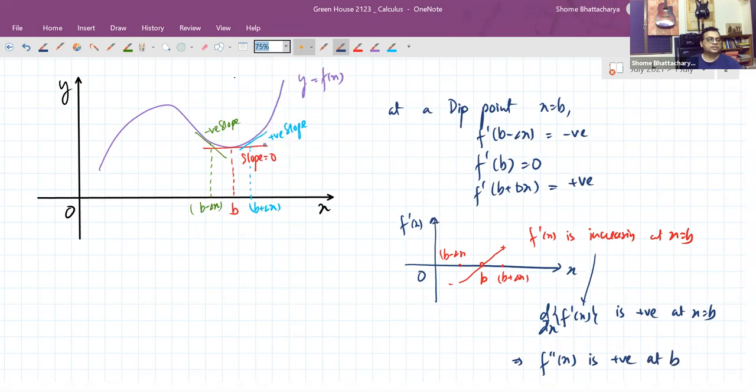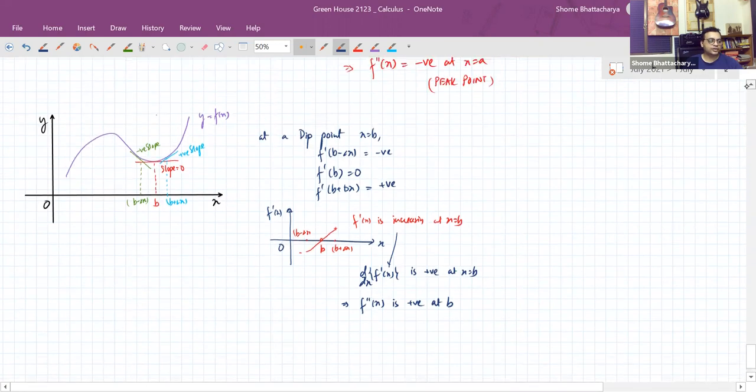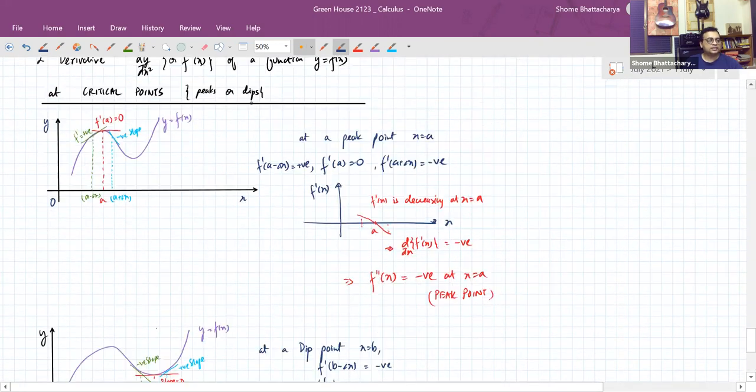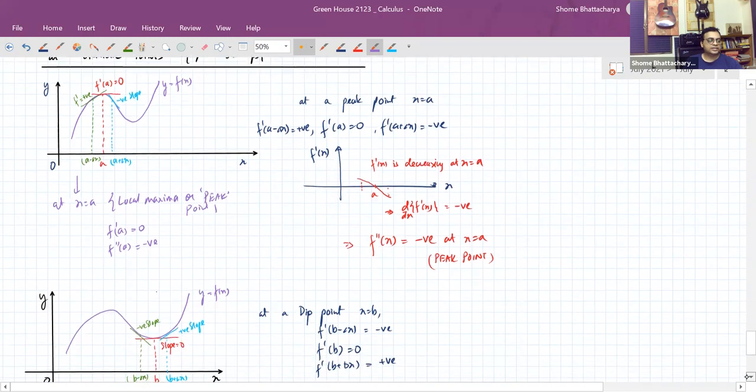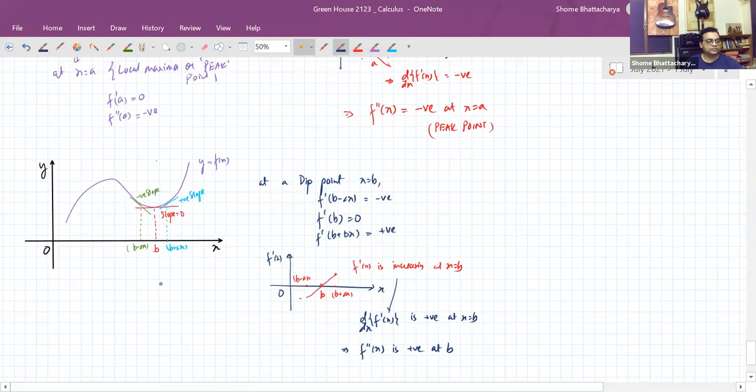Now, if we put both these pieces of information together, we can see how the two types of critical points are different. At x equal to A, where we have a local maxima point, or peak kind of point, the derivative is zero, but the second derivative is negative. Whereas at B, what is happening? The derivative is again zero because it's a critical point, but the second derivative is positive.